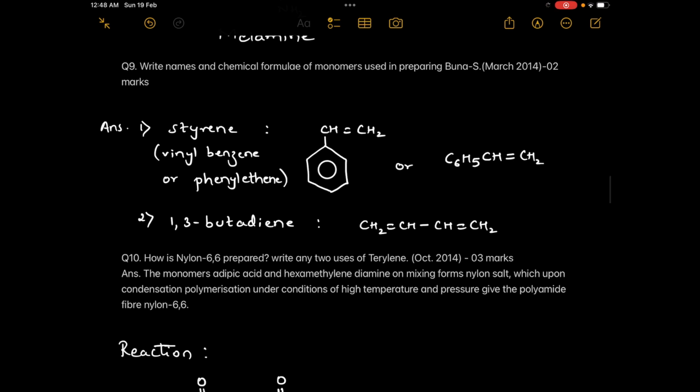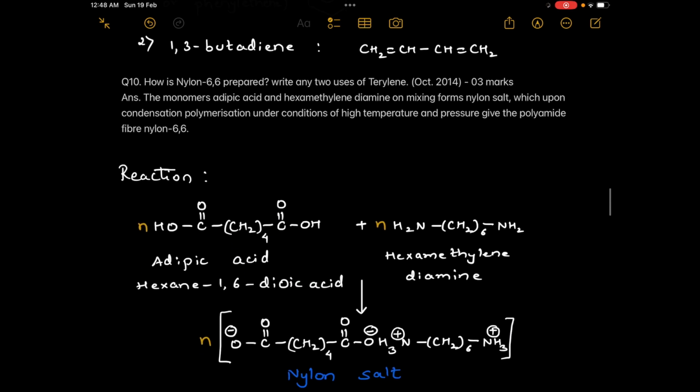Write names and chemical formula of the monomers used in preparation of Buna S. This is another molecule you will keep on getting again and again. That's the polymer, that's Buna S. We have to write down the names, and the names of the monomers are styrene, which is also called as vinyl benzene or phenylethene, C6H5CH=CH2. And the other monomer is 1,3 butadiene. So I have drawn the structure of butadiene.